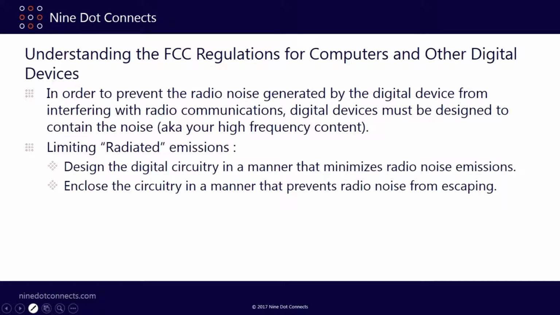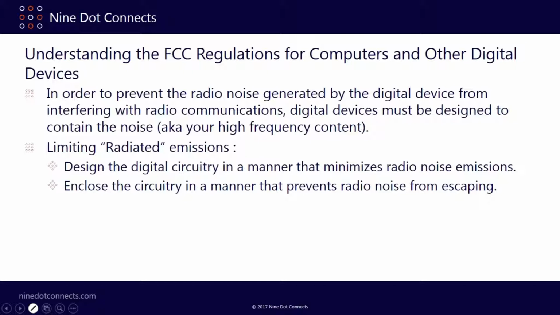It does so in two different ways. The first way we're going to talk about is limiting your radiated emissions. You can control the radiation in one of two manners. You can either design the digital circuitry in a manner that minimizes any radio noise emissions, and if you can't do that sufficiently, then you will have to enclose that circuitry in a manner that prevents that radio noise from escaping. And that's really a key to passing EMI testing: trying to keep that signal from escaping.